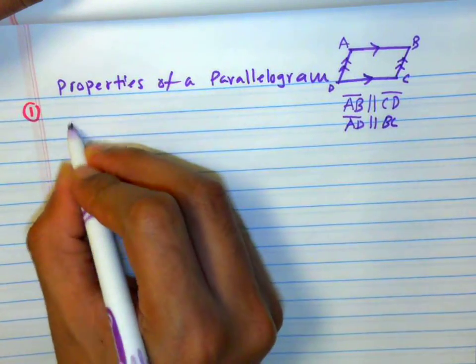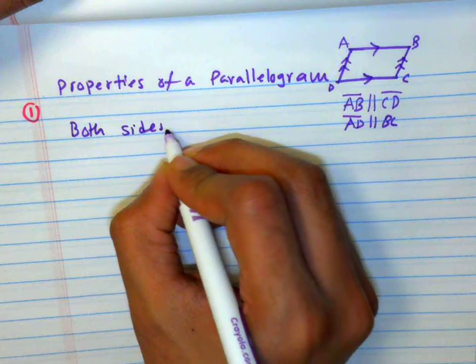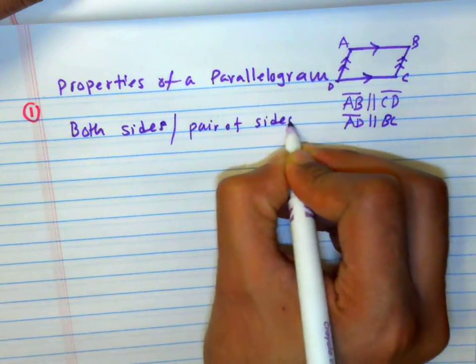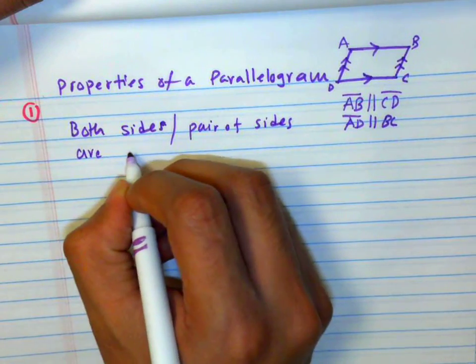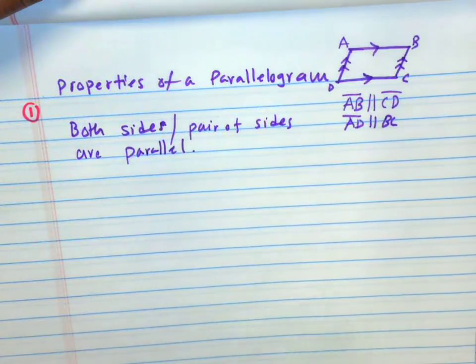So we write down both pairs of sides are parallel. Okay.